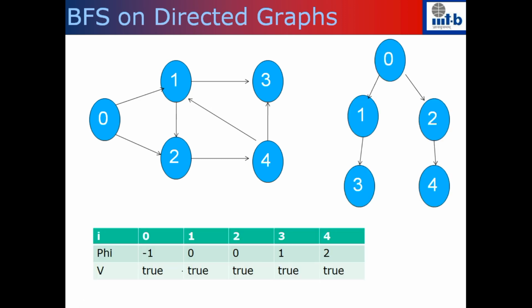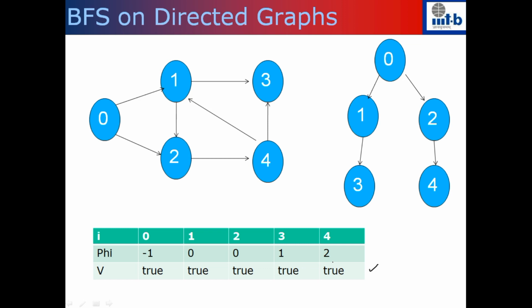At the end of this algorithm, what you get is the pi function, and you see that all the values of v are set to true. That means that we have visited all the nodes, and pi of 1 is 0, pi of 2 is 0, pi of 3 is 1, and pi of 4 is 2. So we look at the edges of the type pi of v, v. Except for the first one, there will be n-1 edges in this tree, which we are going to call the BFS tree.